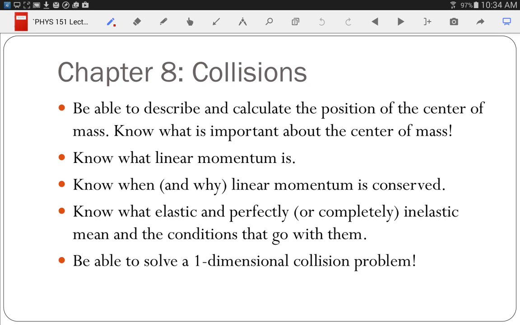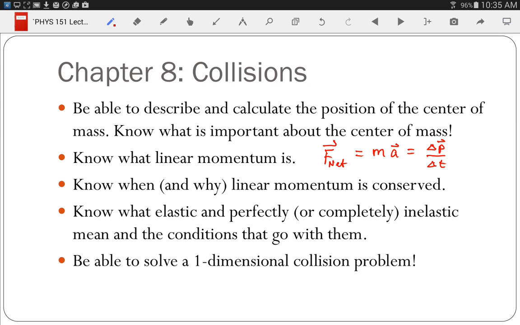Okay, now, this condition, know when and why linear momentum is conserved. That requires you to know Newton's second law. Newton's second law says net force vector is equal to, and what we first learned was mass times acceleration vector, but now we changed it to change in P over change in T. What is P? Momentum. Okay, just making sure you're following along.